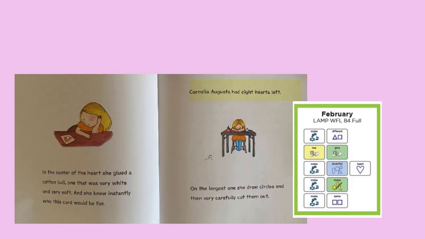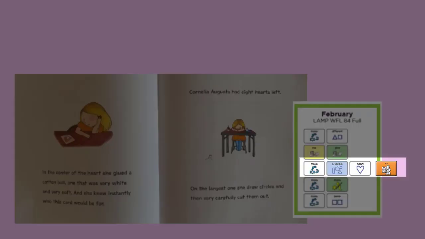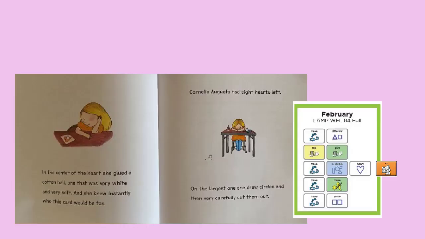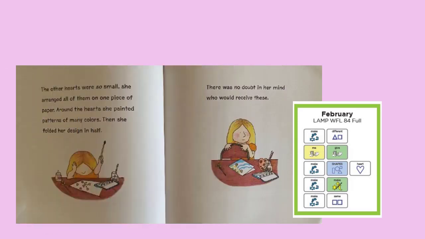Cornelia Augusta had 8 hearts left. On the largest one, she drew circles and then very carefully cut them out. She has 8 hearts left. Let's see what she does. The other hearts were so small, she arranged all of them on one piece of paper. Around the hearts, she painted patterns of many colors. Then she folded her design in half. There was no doubt in her mind who would receive these.